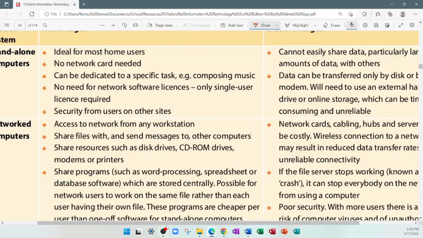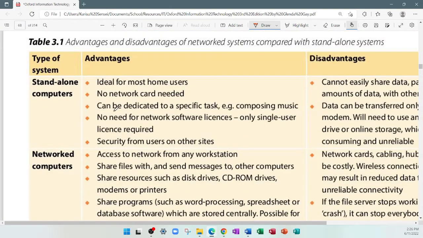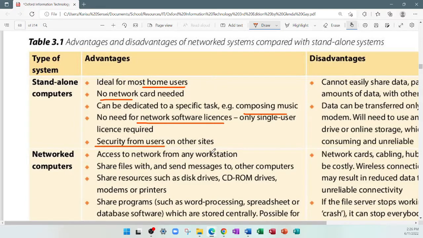Now, a standalone computer, we already said, is basically by itself. No network is needed. It's used by home users. So you're watching a movie or playing a game, and you do not need internet for that. It can be used for composing music. You don't need any network license because you're not connecting to any network. You're secure from other users because you're not connected to the internet, so there's no risk of being infected by any virus from over the network.